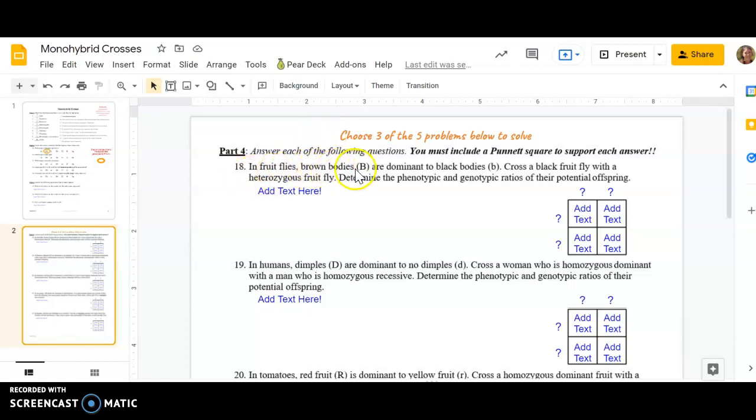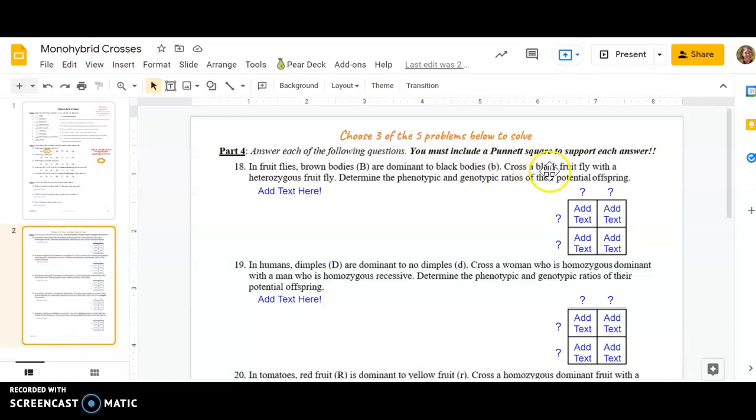In fruit flies, brown bodies, capital B, are dominant. So use the capital because it's dominant. Remember, we name it after the dominant color. Black bodies will have a little b because they are recessive. Now that little b just means they are not brown, if you remember correctly. This one's tricky because B also could stand for black, but the little b, the lowercase, means it is not the dominant trait. So we always use the same letter. Even if this was red bodies, we would still use a lowercase b.